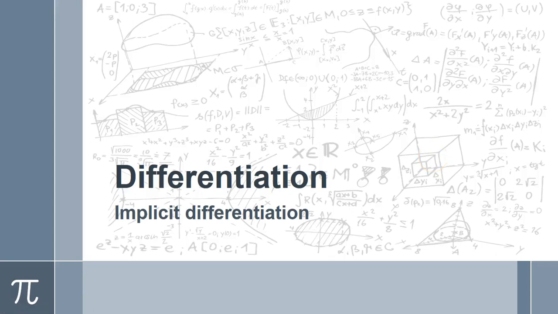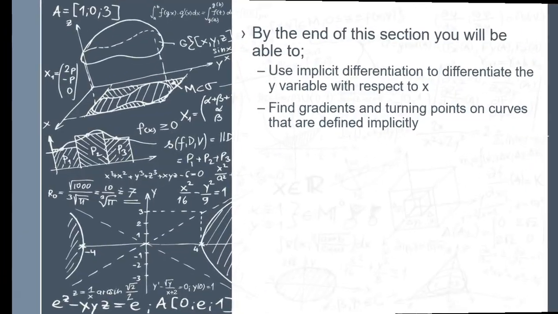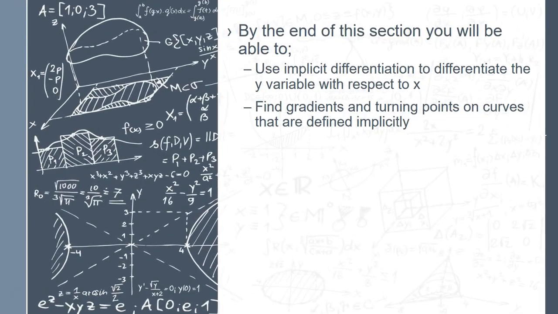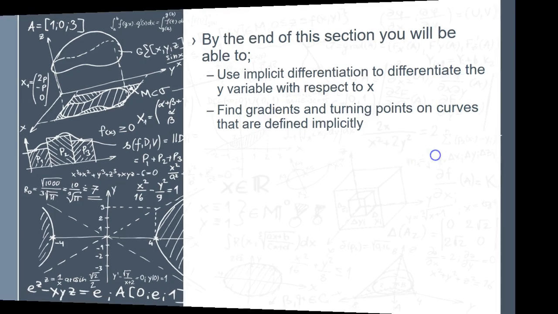In this one we're going to be looking at something called implicit differentiation. So what we're going to do is use implicit differentiation to differentiate the y variable with respect to x, which sounds a bit weird to begin with, but we'll get to it, and then look at finding gradients and turning points and applying it in the usual way.